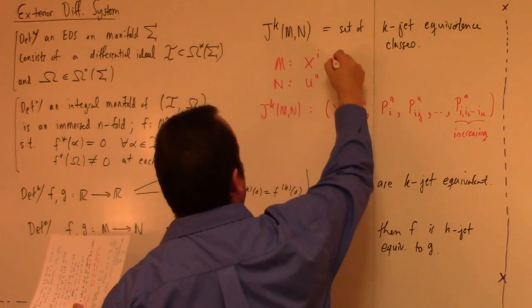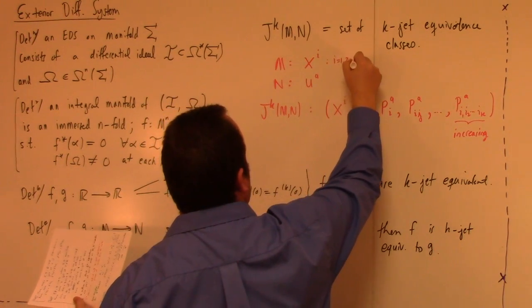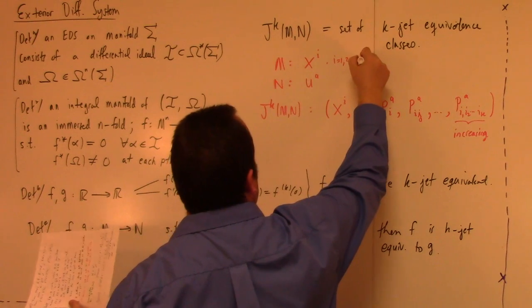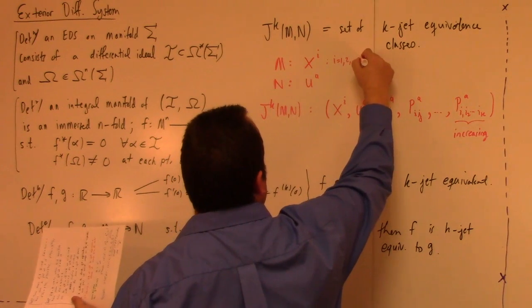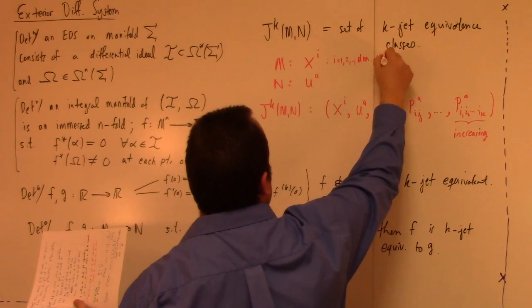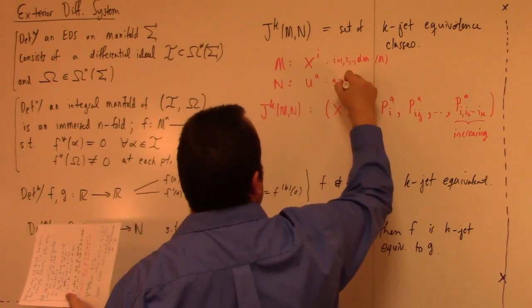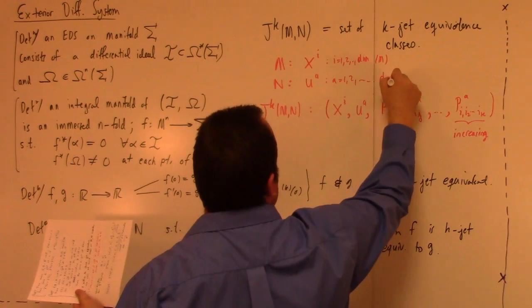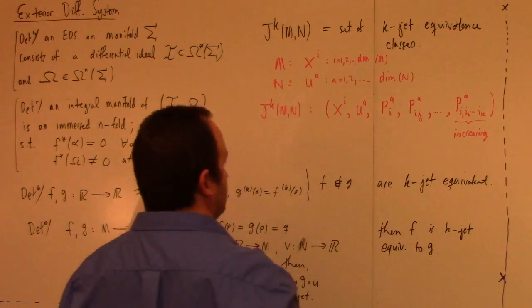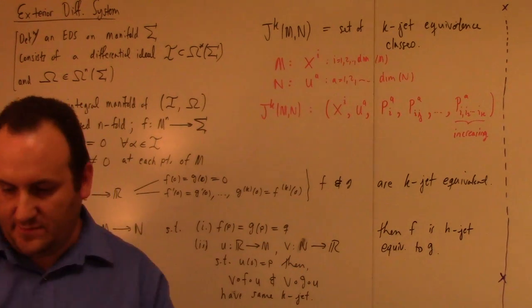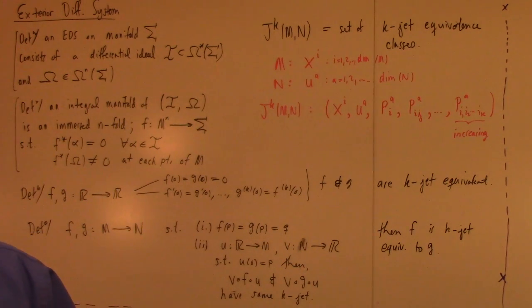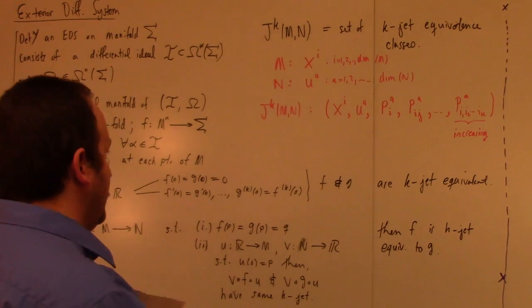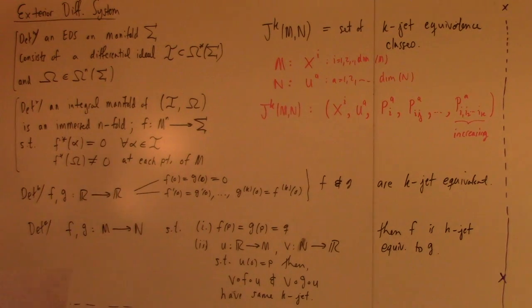And here, of course, I equals 1 to the dimension of m, and here A is equal to 1 to the dimension of n, of course. Now, this jet space, basically it's the home of your independent variables, your dependent variables, and then all their derivatives up to kth order. That's all you really want here.